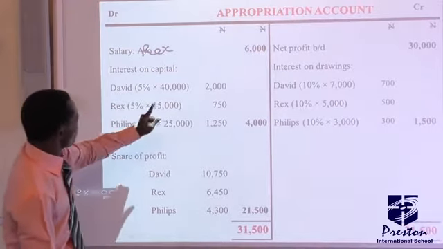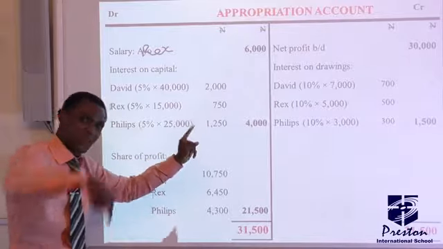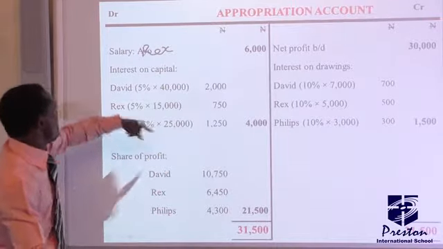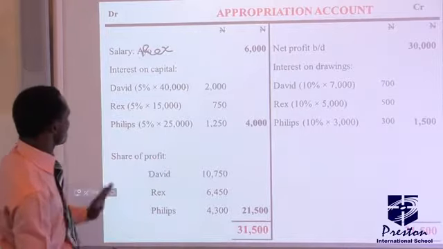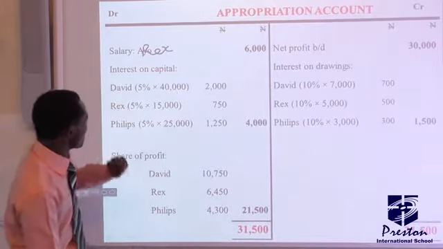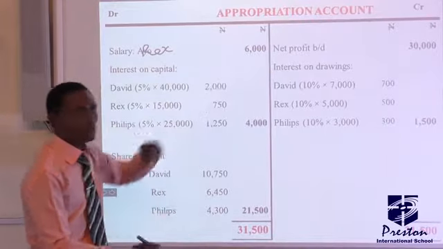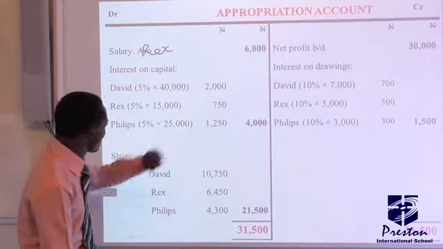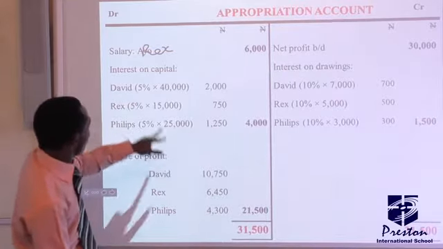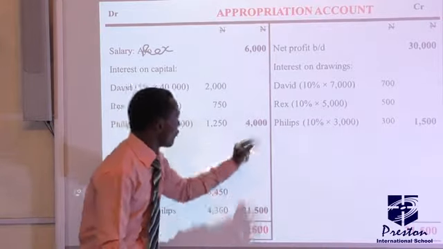Therefore, this interest will be charged, and it is the business, the company, that will be paying each partner based on their capital involved in the business. For this particular interest, 5% of the 40,000 naira capital introduced by David, we earn 2,000 naira interest. Likewise, for Rex, 5% of 15,000, and Philip, 5% of 25,000 naira. The addition of all this gives us 4,000 naira.